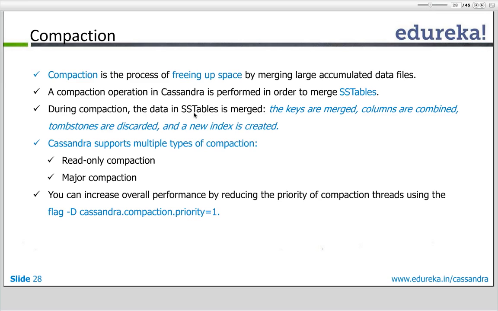There might be one column written in one SS table and another column written in another SS table. The columns will be under one row key. It will basically have the same structure as a column family in Cassandra: one row key and the associated columns in that one place. And tombstones are discarded. What are tombstones? Tombstones are something like soft deletes. The deletes that happen in Cassandra are soft deletes.